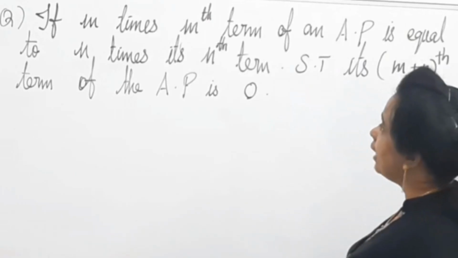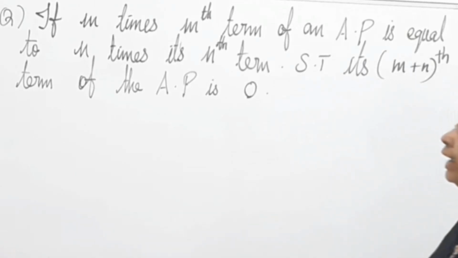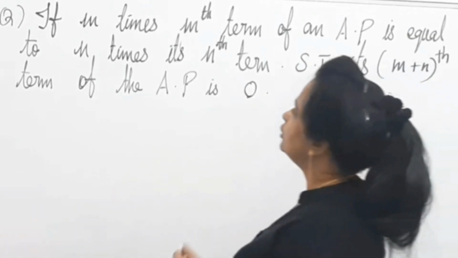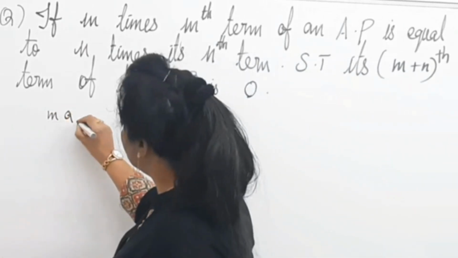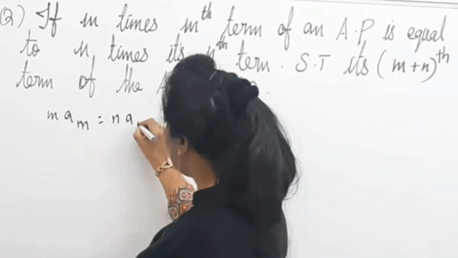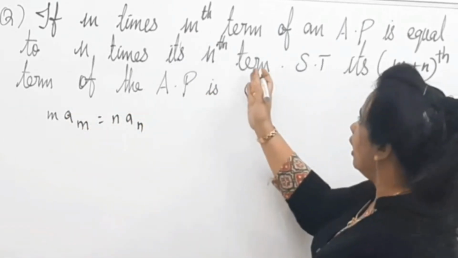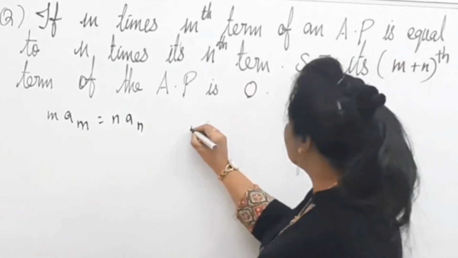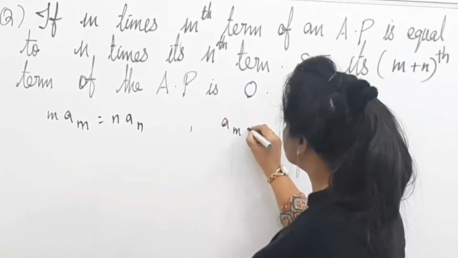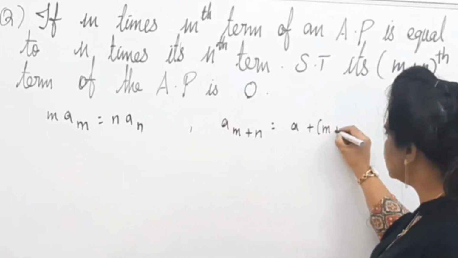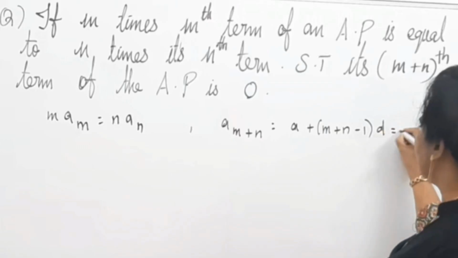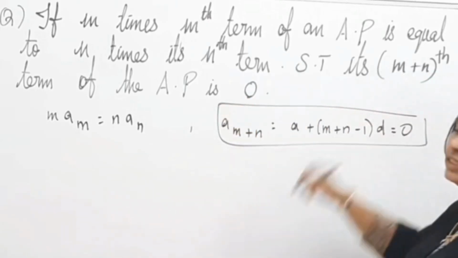If m times the mth term of an AP is equal to n times its nth term, show that its (m + n)th term of the AP is 0. So, what should I do? m times the mth term of an AP and n times the nth term of an AP are equal. I have to prove that a_(m+n), the (m + n)th term, which is a + (m + n - 1)d, is equal to 0.